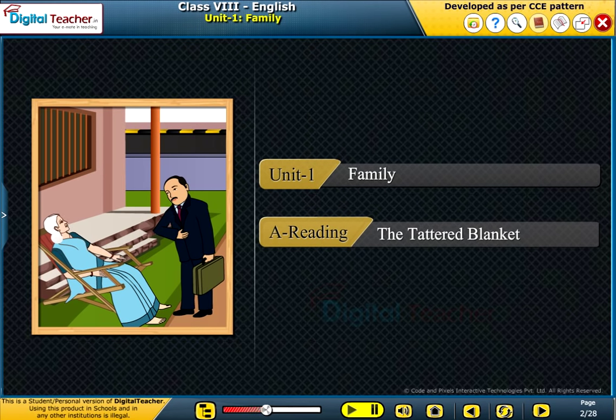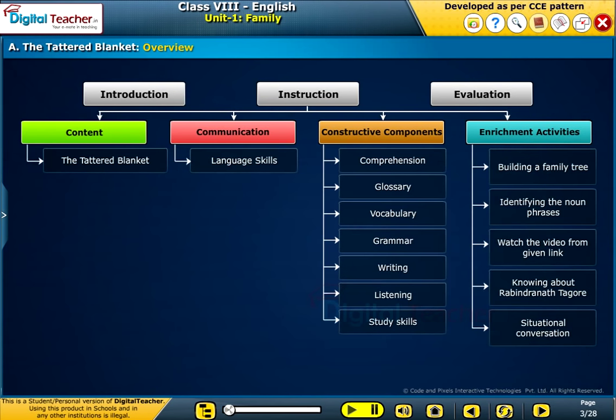Welcome to the reading section, The Tattered Blanket, of the unit Family. Overview. Let us have a look at the overview. The overview slide consists of three sections, namely introduction, instruction, and evaluation. The introduction section is meant to motivate the student to learn the lesson. The instruction section divides the contents of the lesson into four subsections. They are content, communication, constructive components, and enrichment activities.